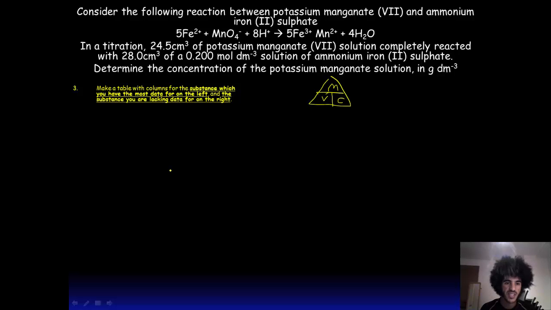Step three, make a table with columns for the substance which you have the most data for on the left, and the substance you're lacking data for on the right. I'll show you what I mean by that in the following way. So here's my table.